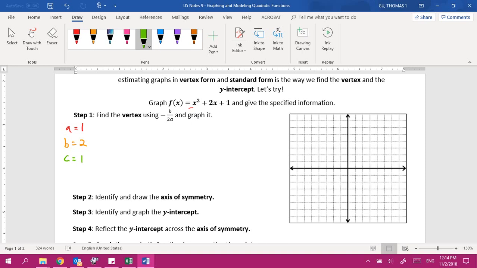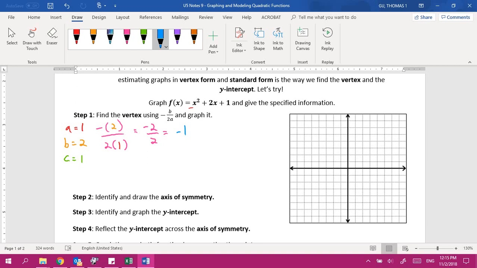So we want to find the vertex first, and we can use the formula negative b over 2a to find the x value of the vertex. So we're going to write negative, what is b? 2, so negative 2 over 2 times 1. This simplifies to negative 2 over 2, which is negative 1. So the x value of my vertex is negative 1.